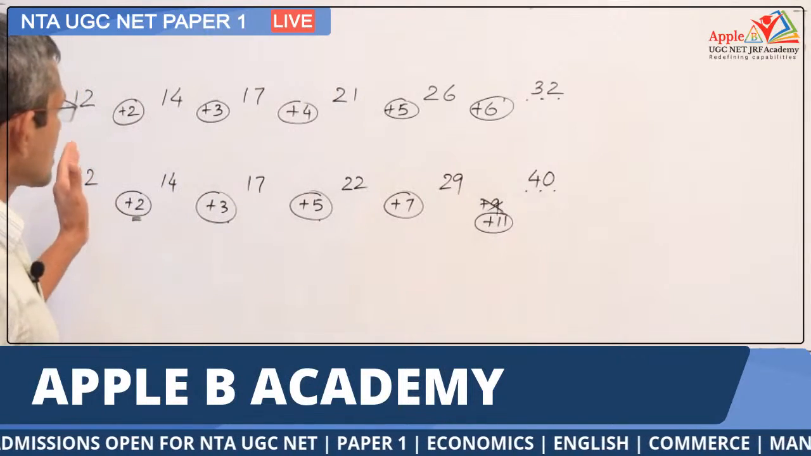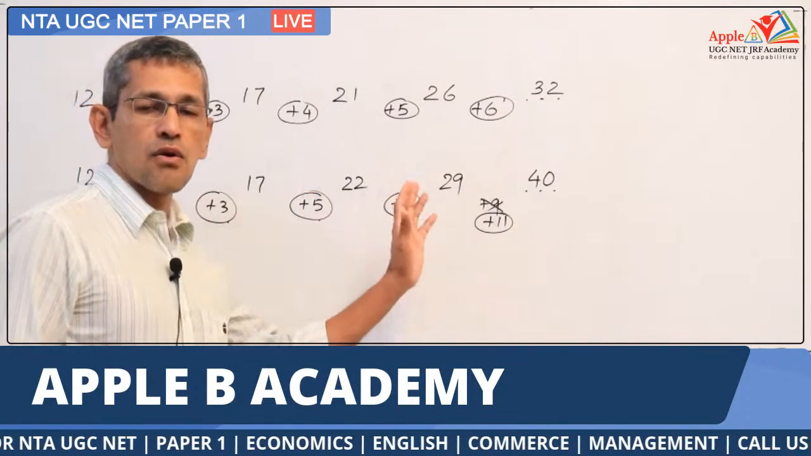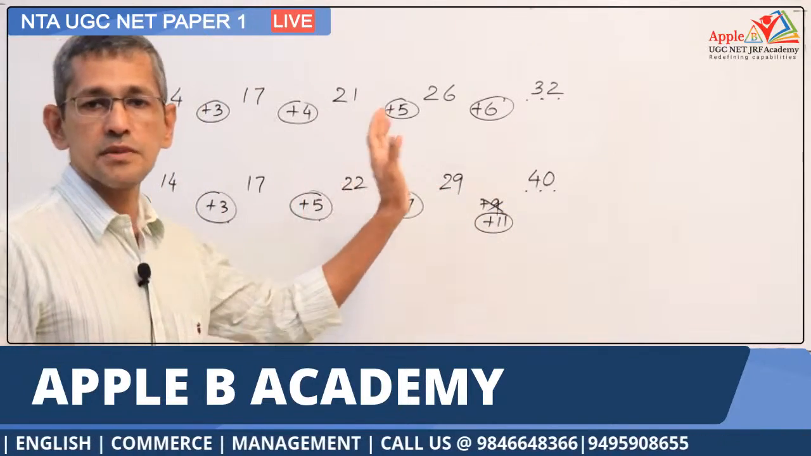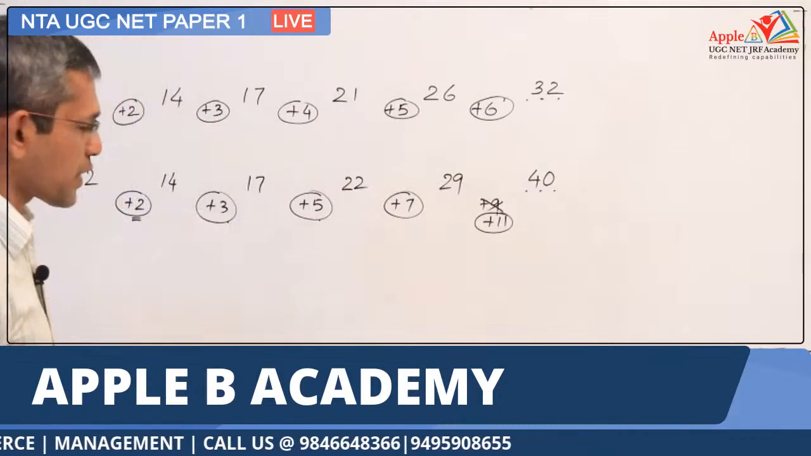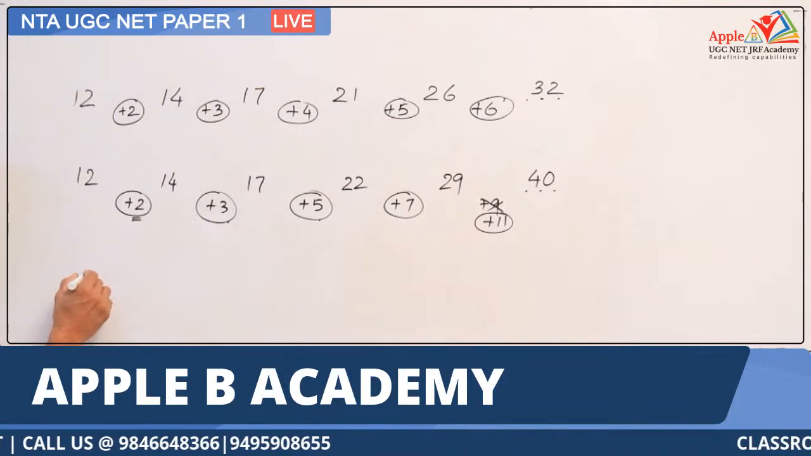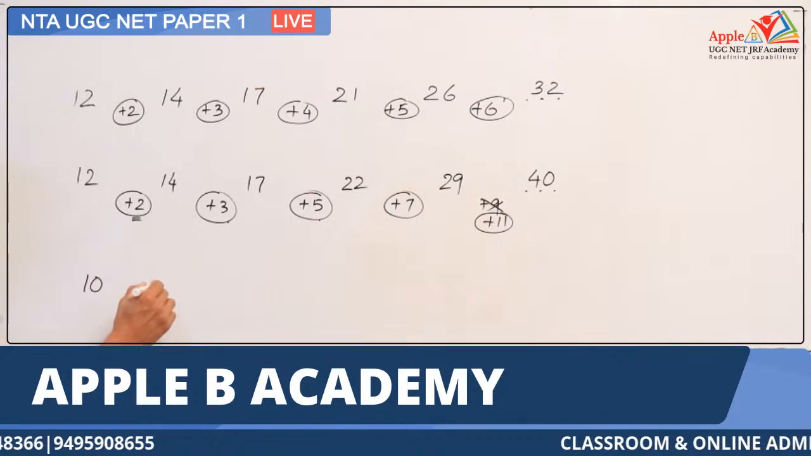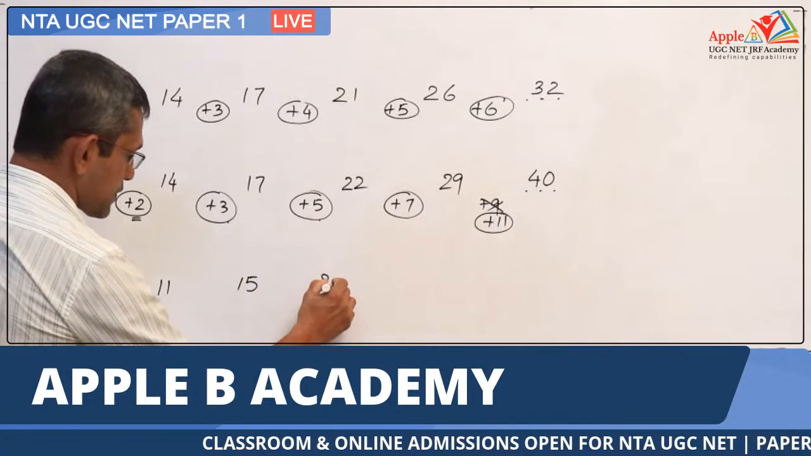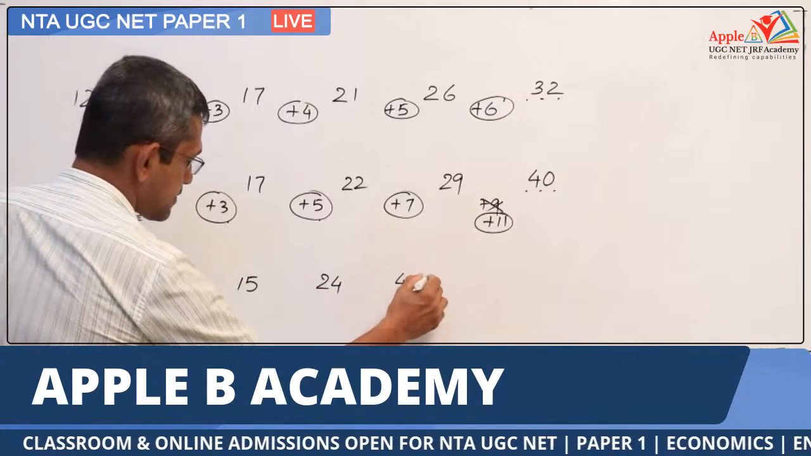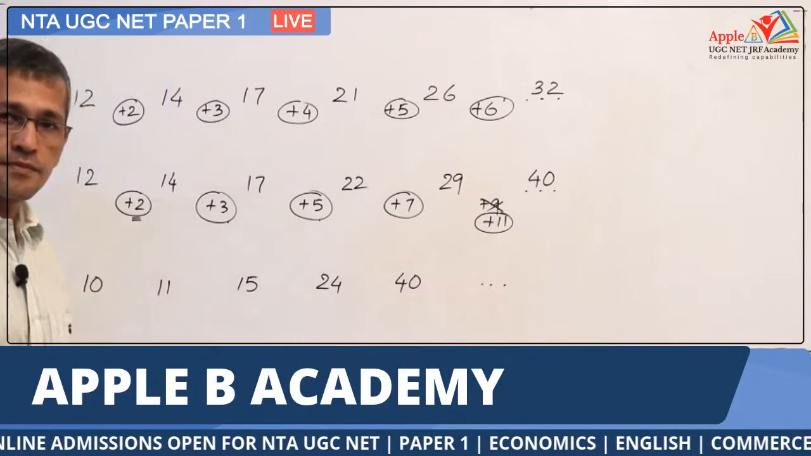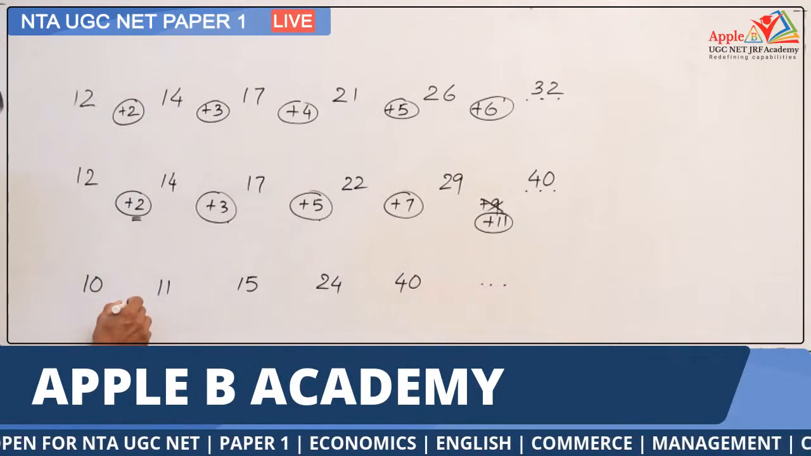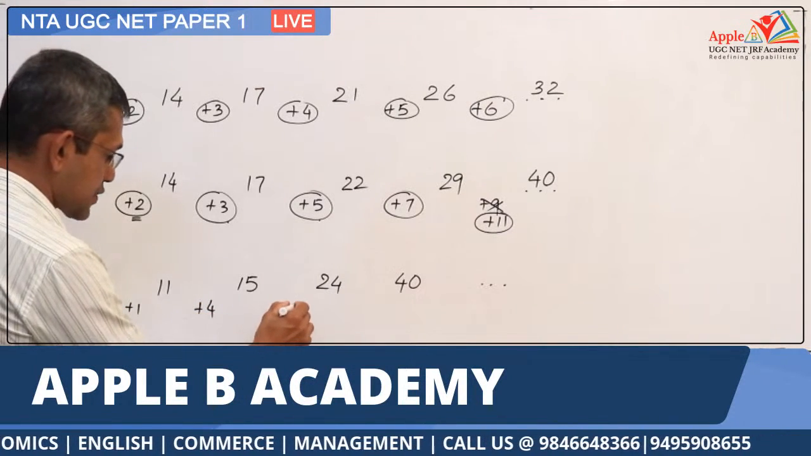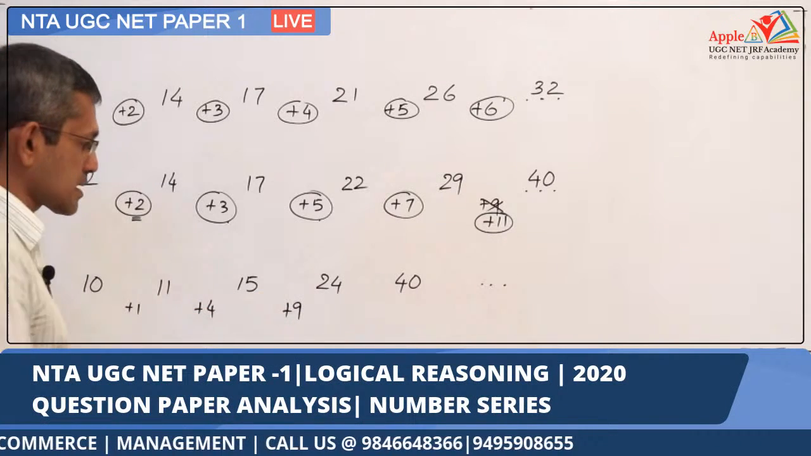All right, so these are the patterns which are called the summation pattern or the pattern of differences. First number plus something is the second number, plus something is the third number. It goes like that. There are wide varieties of that. So let's say 10, 11, 15, 24, 40. What's the next number? 10 plus 1 is 11. 11 plus 4 is 15. 15 plus 9 is 24. And 24 plus 16 is 40.